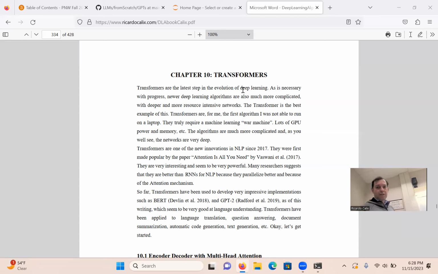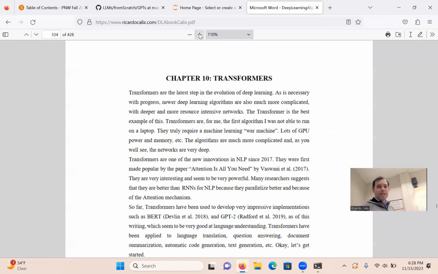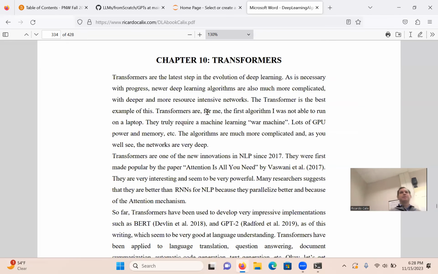So I'll just read this. I wrote this a few years ago, so you can see how it's dated a little bit, which I found funny because it's up to a certain point in time. So transformers are the latest step in the evolution of deep learning. As is necessary with progress, newer deep learning algorithms are also much more complicated, with deeper and more resource-intensive networks. Okay, the transformer is the best example of this.